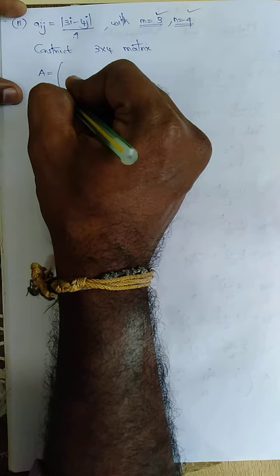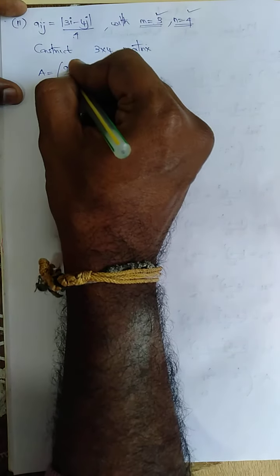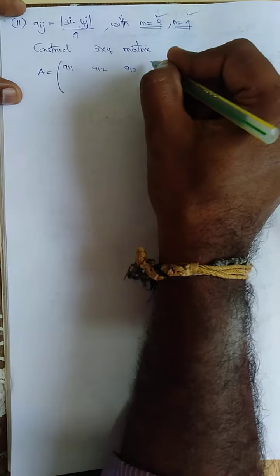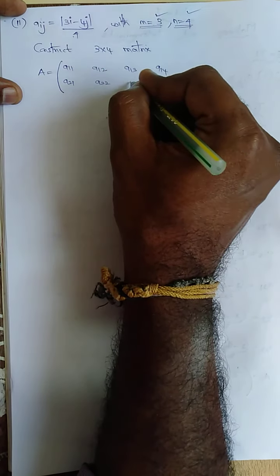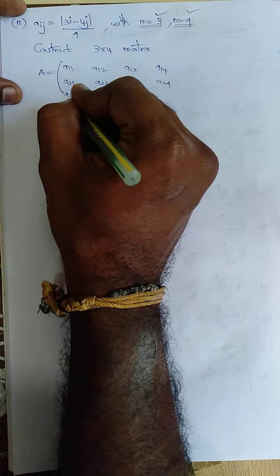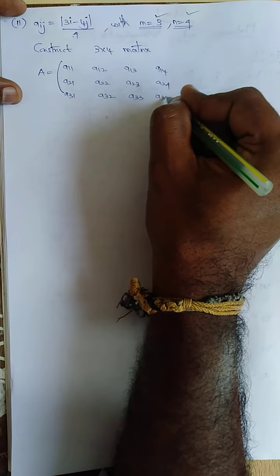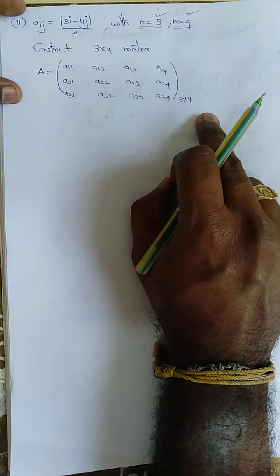A is equal to a matrix with 3 rows but 4 columns. Therefore, a11, a12, a13, a14, a21, a22, a23, a24, a31, a32, a33 and a34. 3 cross 4, 3 rows and 4 columns.